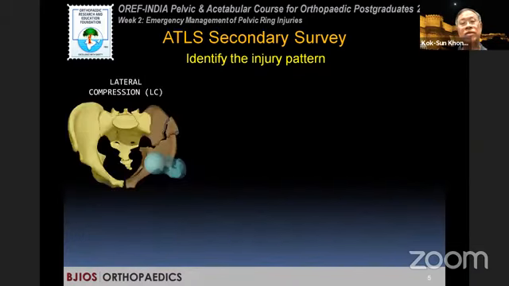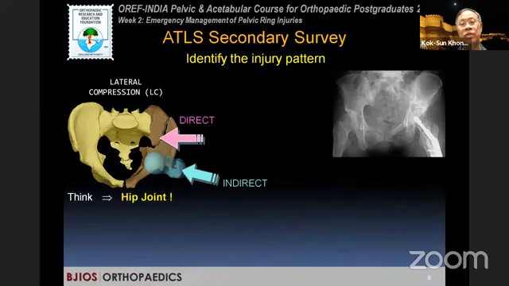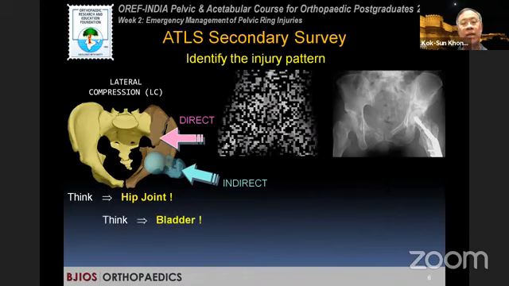The third type is a lateral compression injury. I think this is one of the more common injuries nowadays because of side impact. And they can be directly onto the iliac crest or onto the hip joint. So think of the hip joint and associated injuries in the ipsilateral femur or knee. And think of the bladder.